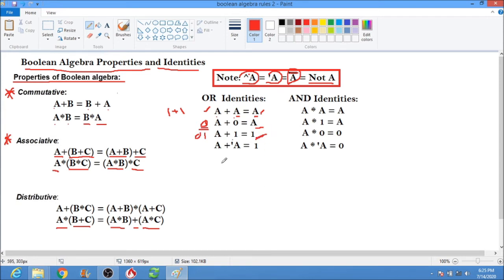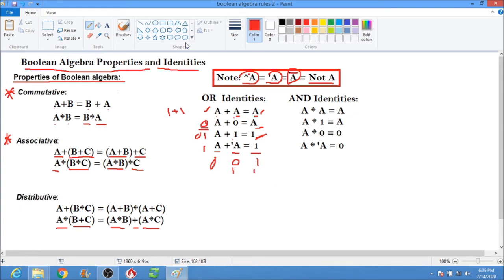Next, we have A plus not A is equal to 1. If A is 1 and not A is 0, then your answer is 1. If your A is 0, then not A is 1. So therefore, we have 1.